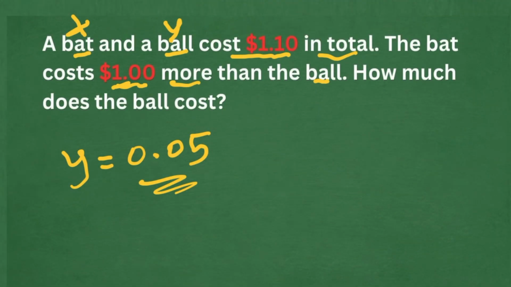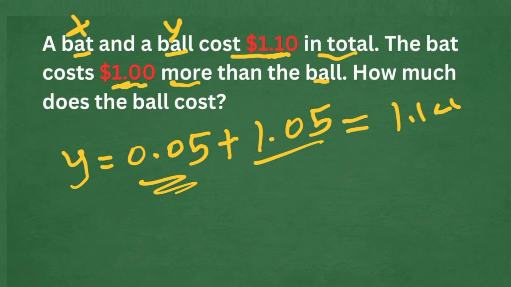So this is the answer. Y, which is the ball, costs $0.05, or just 5 cents. Now let's check if this answer is correct. So the ball costs 5 cents. If Y costs 5 cents, then X must cost $1.05, because the sum of them is $1.10. So we add 5 cents and $1.05, and that gives us $1.10. So our answer is correct, and we have solved the problem.